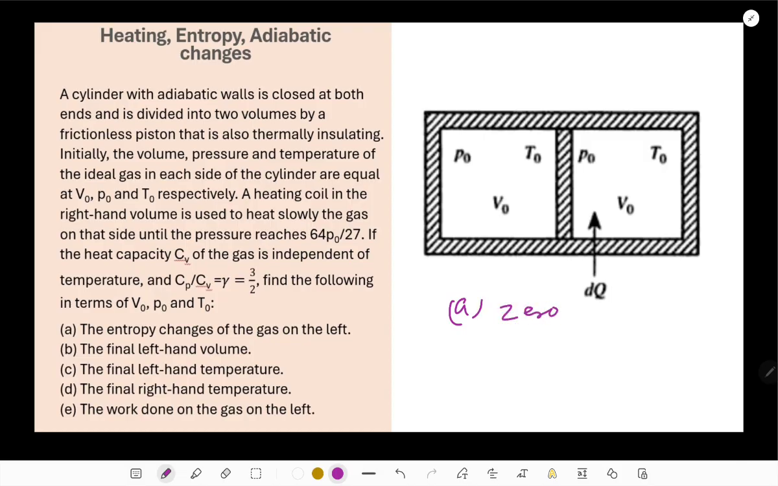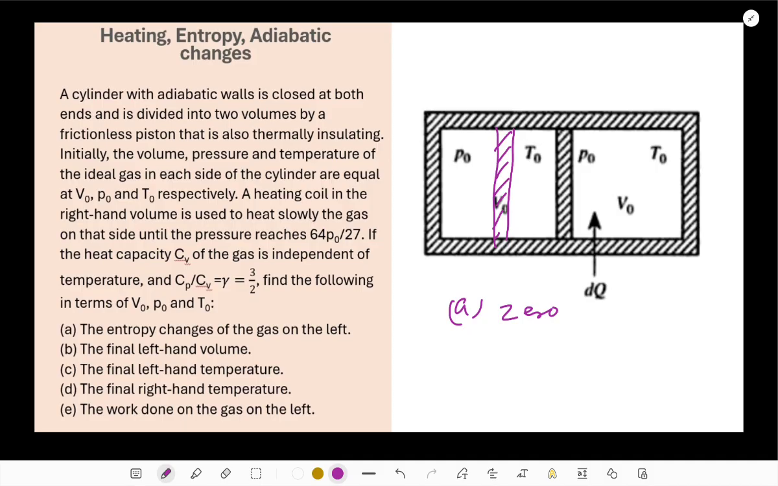As far as the second part of the problem is concerned, we need to find out the left hand volume after the heating coil is inserted into the right hand volume to heat it slowly. That means the right hand side expands and the left hand side contracts. The piston might have moved from this position to this position, and everything has changed now.